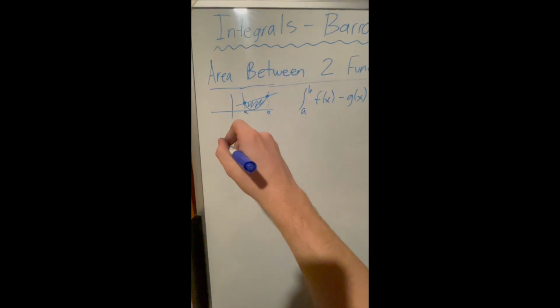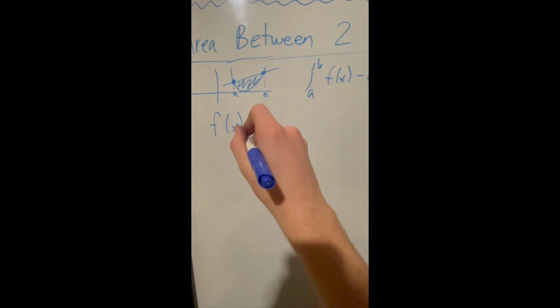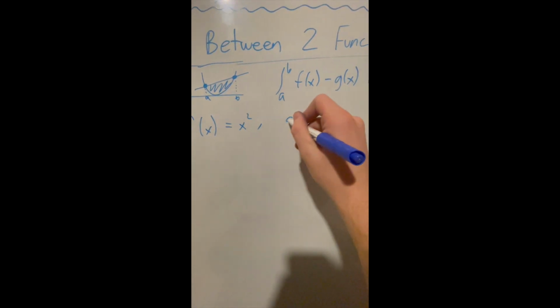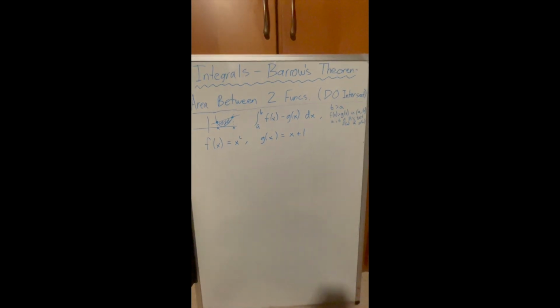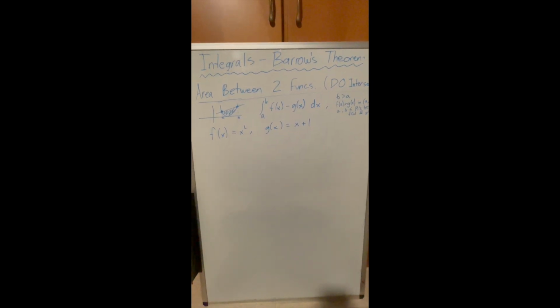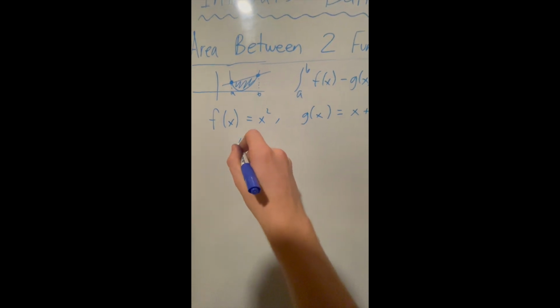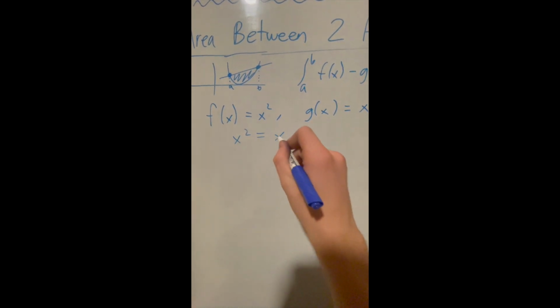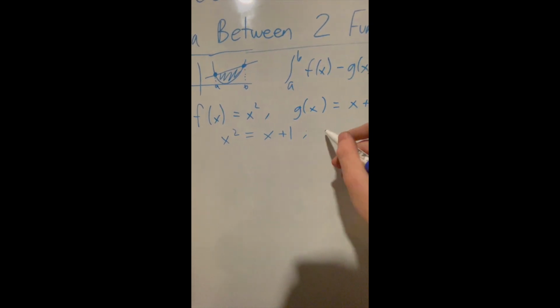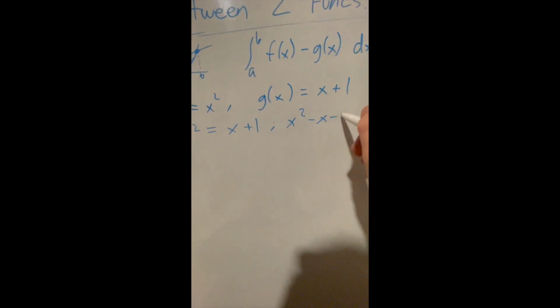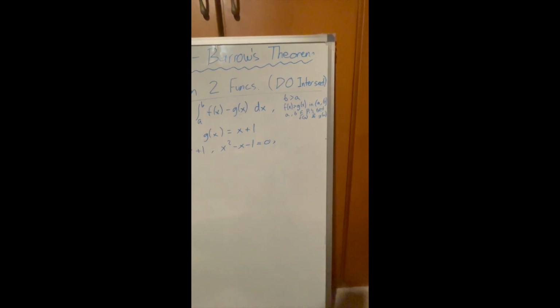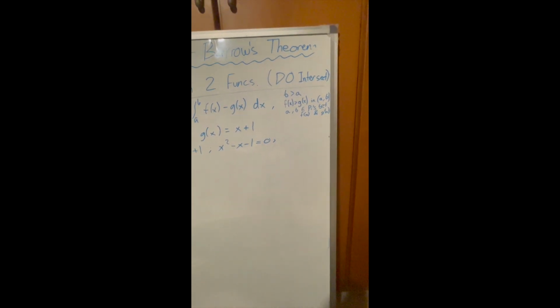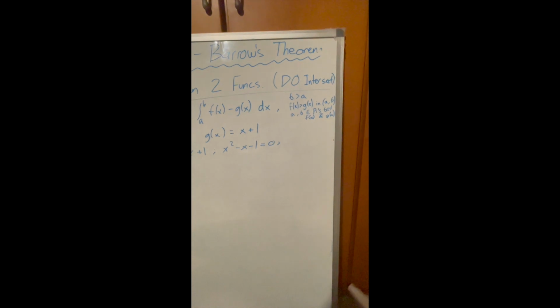Our example is f of x equal to x squared and g of x equal to x plus 1. Well, our first step is that we need to find the points of intersection. To do this, we equal both functions. x squared is equal to x plus 1. Therefore, x squared minus x minus 1 is equal to 0. Now, we solve by factorization. We have seen this in another video. If you don't remember, go check out my videos on factorization.